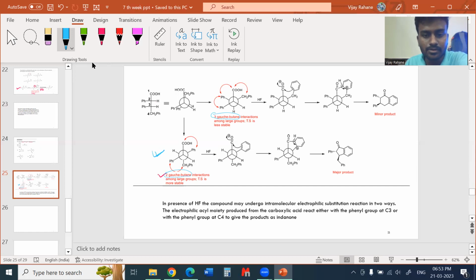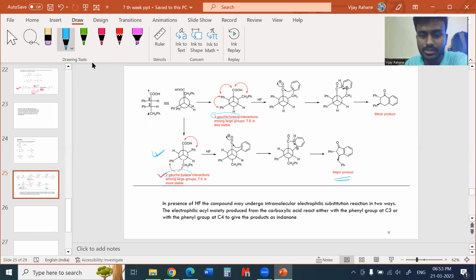Then HF, what will it do? The HF forms a carbocation here, right? Then this phenyl group attacks this carbocation to form a five-membered ring, and simultaneously there is deprotonation, removal of the proton, followed by aromatization. It is converted into this product. So this one is the major product.